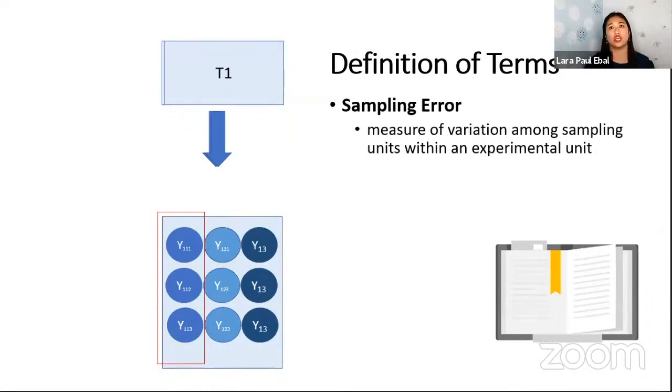If you can imagine, we conduct subsampling, or we use subsamples, when sometimes we cannot measure the whole plot or the whole experimental unit. So sometimes we get 3 or more. Those variations of the responses of the sampling units are incorporated in the sampling error. So that's it. We have experimental error, and we also have sampling error.